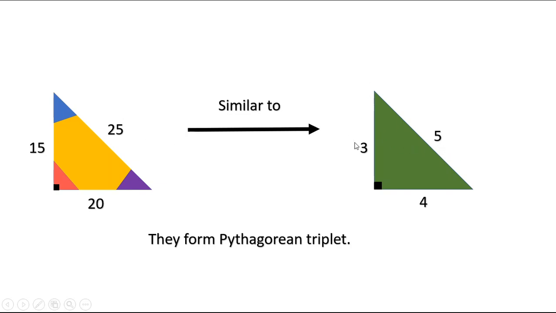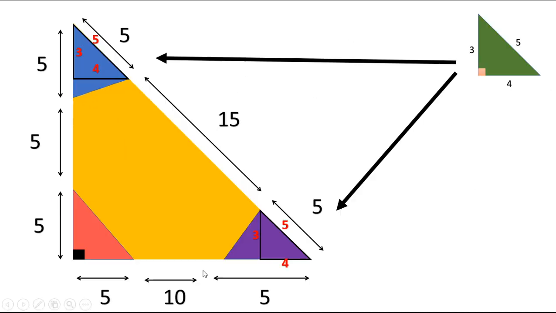Now this given right angle triangle with the sides 15, 20 and 25 is similar to the right angle triangle with sides 3, 4 and 5. Why? Because triangles whose sides are in Pythagorean triplet are always similar. This is a kind of property, that Pythagorean triplet triangles are similar. So these two triangles are similar.